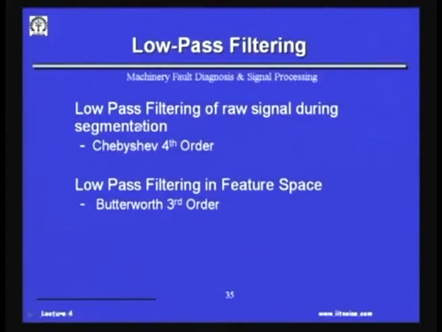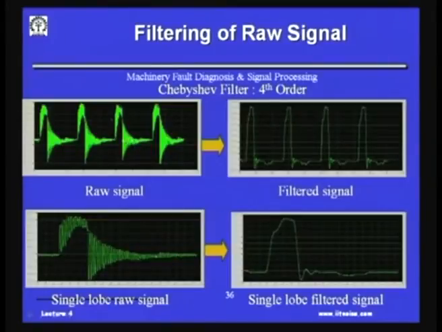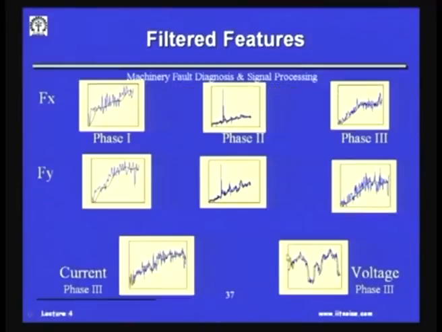And just to tell you that the filtering was done through a Chebyshev fourth order filter for the raw signal, and for the feature space it was a third order filter. So raw signal, filtered signal, and then single lobe filtered signal. Once the filtered features were used, in phase 1, phase 2, phase 3, and these are the cutting forces and this is the current, we could train the neural network with these inputs.